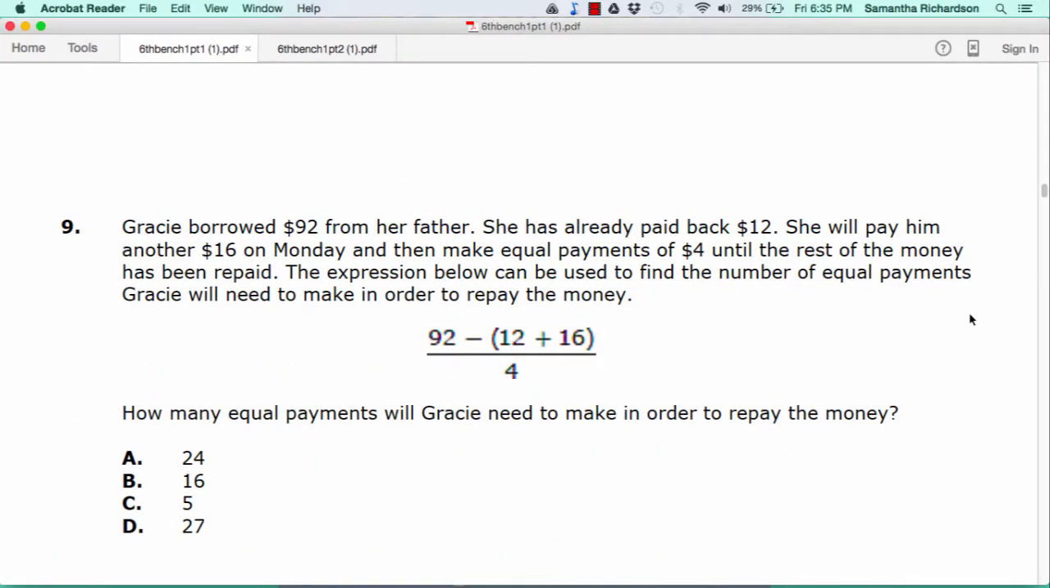Question 9. Gracie borrowed $92 from her father. She has already paid back $12. She will pay him another $16 on Monday and then make equal payments of $4 until the rest of the money has been repaid. The expression below can be used to find the number of equal payments Gracie will need to make in order to repay the money. How many equal payments will Gracie need to make in order to repay the money? A. 24, B. 16, C. 5, D. 27.